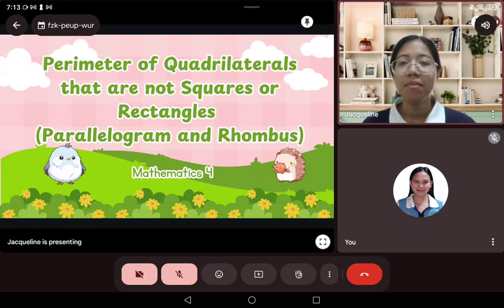Good morning, everyone. I am Jacqueline Yotienza, and today I'll be discussing the perimeter of quadrilaterals that are not squares or rectangles, specifically parallelogram and rhombus.